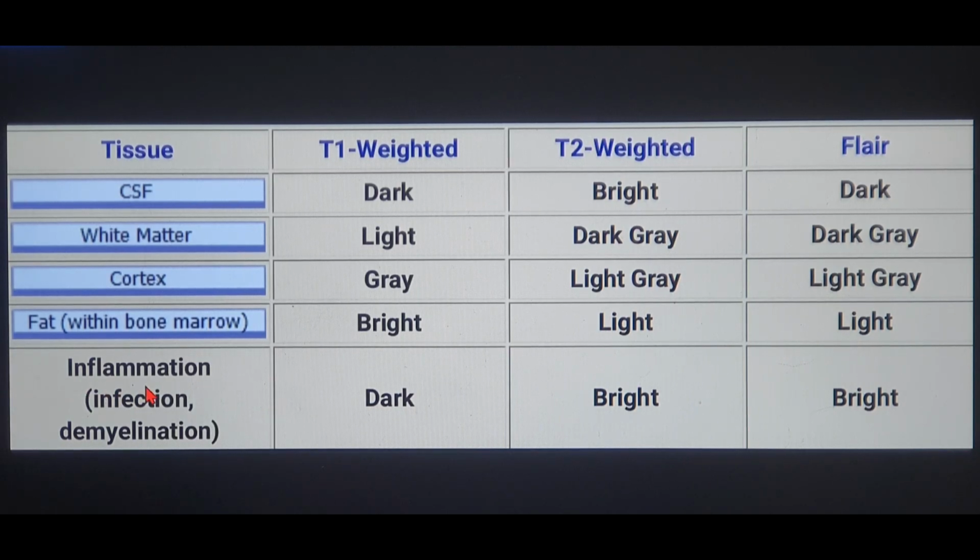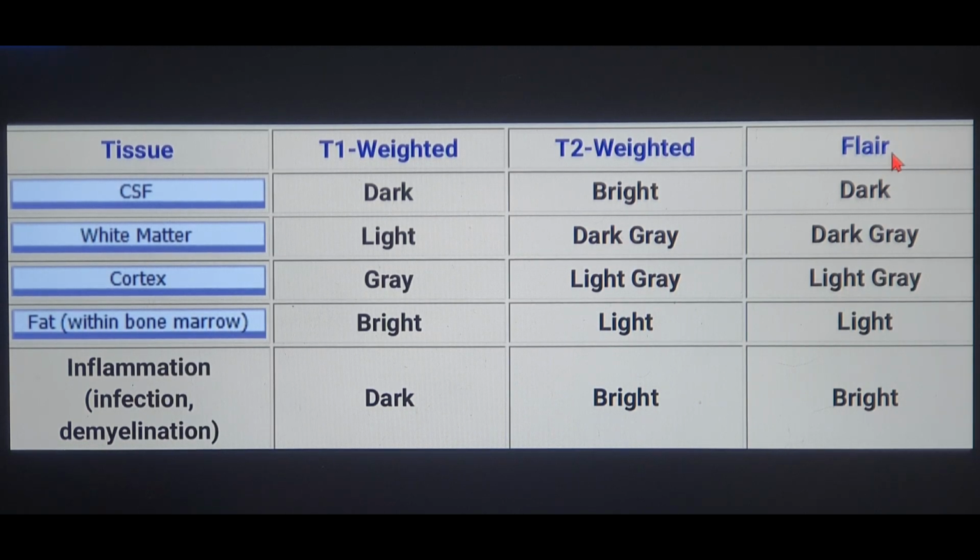Any inflammation such as infection or demyelination, or you can say meningitis, will appear as dark on T1 and bright on T2. So in case of any post-traumatic inflammation or any edema, or maybe in case of infection like meningitis, the inflammation will appear as dark on T1 and bright on T2. You have to remember this point, it is really important.